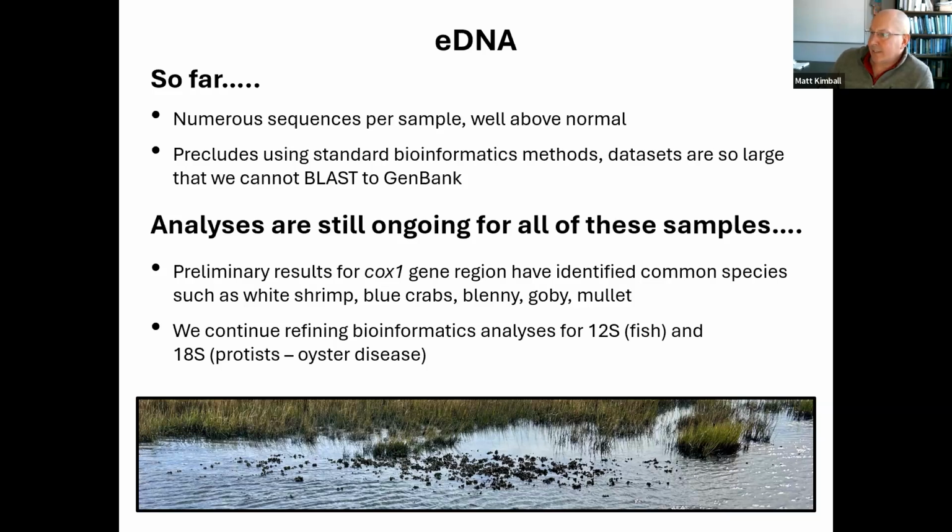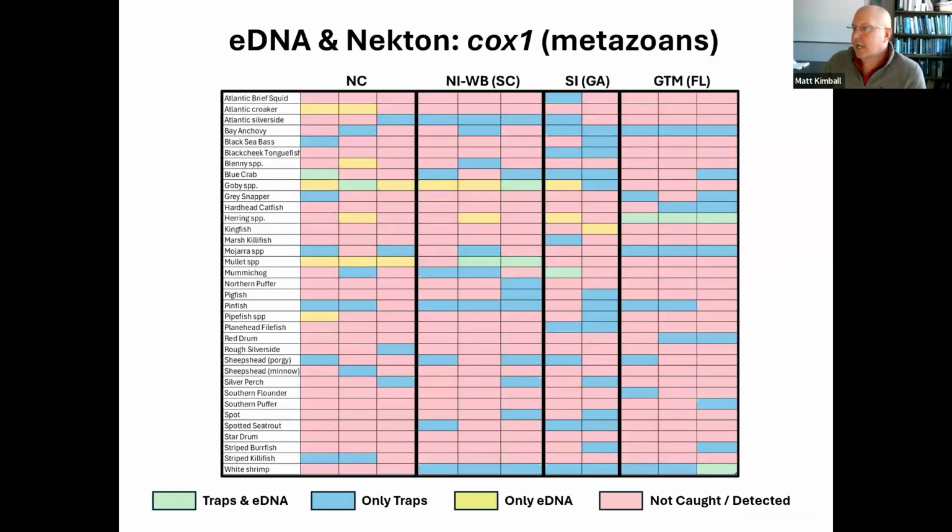But in the preliminary analyses for COX-1, we did identify common species such as white shrimp, blue crabs, blenny, goby, and mullet, which are a mix of species that would be around and within the oyster reef. So that's good. And we're continuing to work on the bioinformatics analyses for 12S for fish and 18S for the protist and oyster disease. But we have this idea for analyses, and I'll step you through this. This is a way to look at eDNA versus the direct capture nekton.